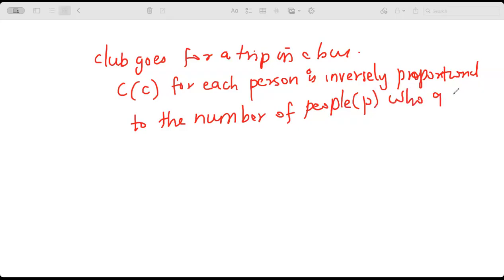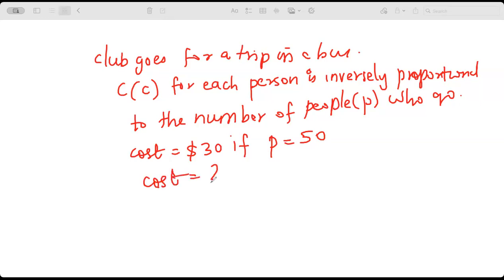You're going to construct, okay? Now, the cost is $30 per person. Cost equal to $30 if P equal to 50. Now what will be the cost, I'm asking, if 40 people go on the trip? Can you find out, guys? I've told you that they are inversely proportional. So go ahead and try that.